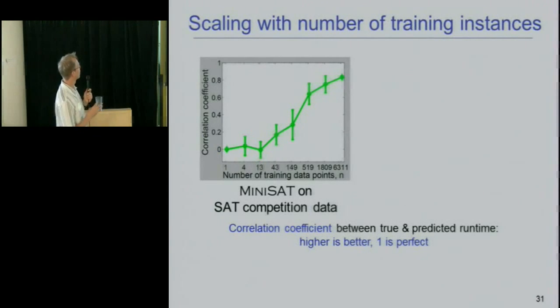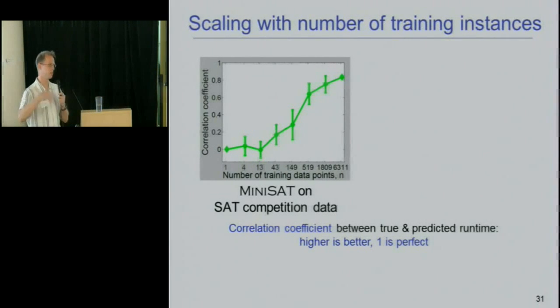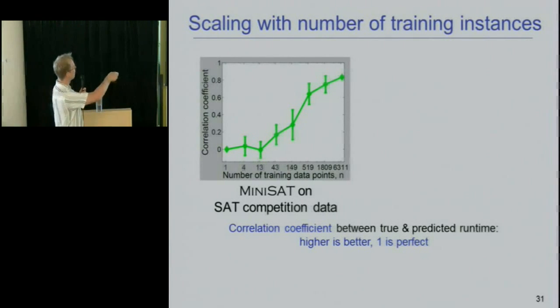So next we'll look at the scaling with the number of training instances. Sometimes we don't have a lot of instances to train with. So here I'm plotting MiniSat on some SAT competition data, and I'm plotting the correlation coefficient between the true runtime and predicted runtime. We want the correlation coefficient to be as high as possible. 1 is perfect. And indeed, as we grow the number of training data points, we get better and better predictions.